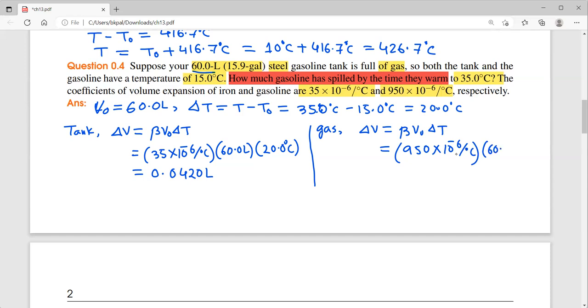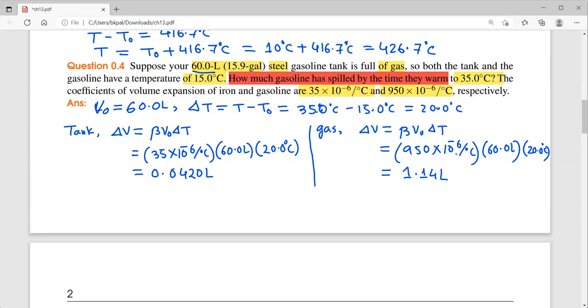And then the 60 liter tank means the gasoline's original volume is also 60 liter, and the change in temperature is also 20 degrees Celsius. So this gives me 1.14 liter. Okay, so when the temperature changed from 15 degrees Celsius to 35 degrees Celsius, the tank expanded by 0.0420 liter. On the other hand, the gas expands by 1.14 liter, which is much higher than the tank.